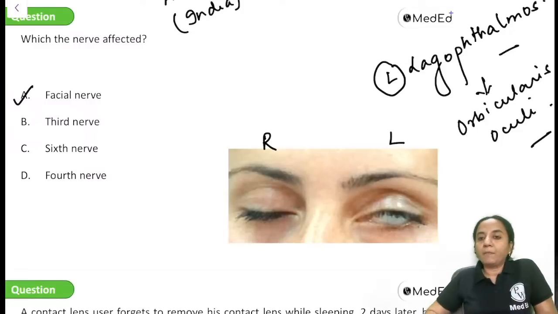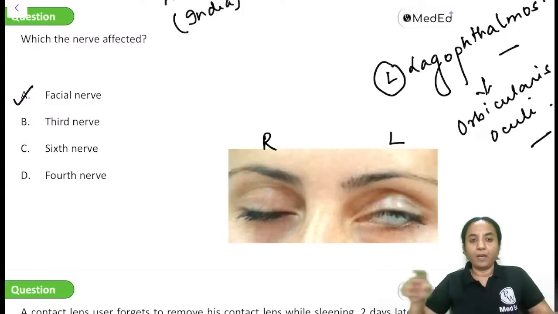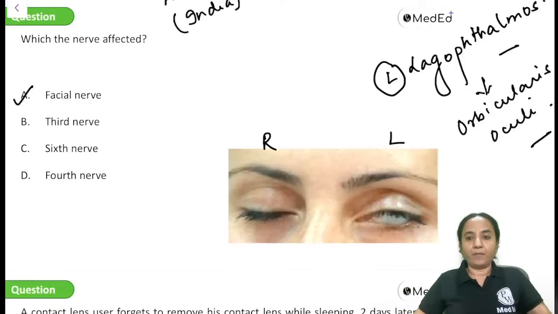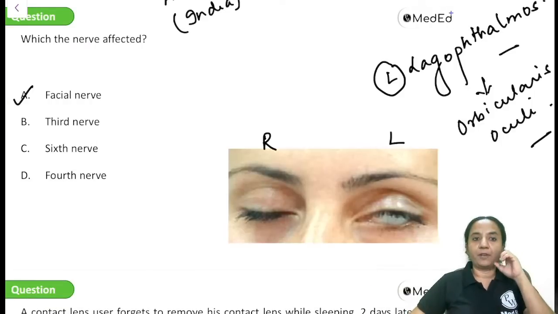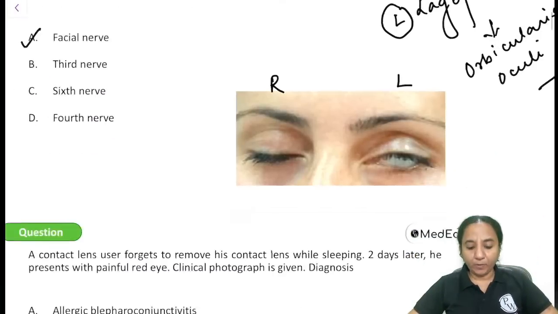So which is the muscle for lid closure? It is orbicularis, and that's what is affected here. Therefore the nerve affected is the seventh nerve or the facial nerve, which supplies the orbicularis oculi. Understood? Let's go to the next question.